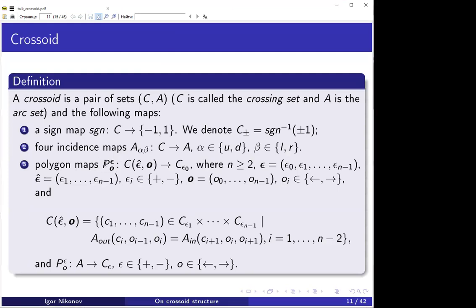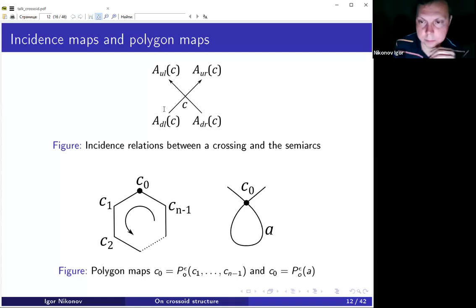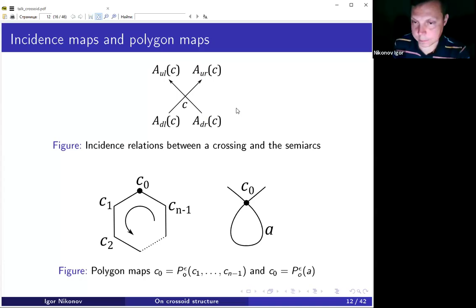Excuse me, Professor. What's the meaning of UDLR in the set? Let us look at this picture. U means up, D down, L left and R right. Up left, up right, down left, down right. So we have four variants.